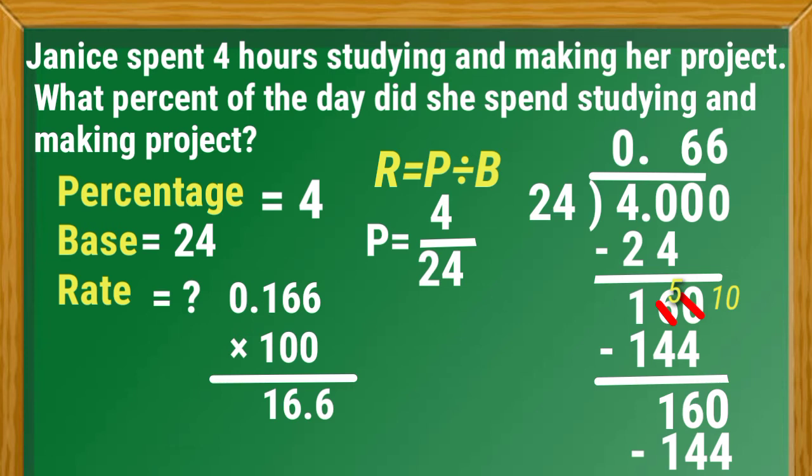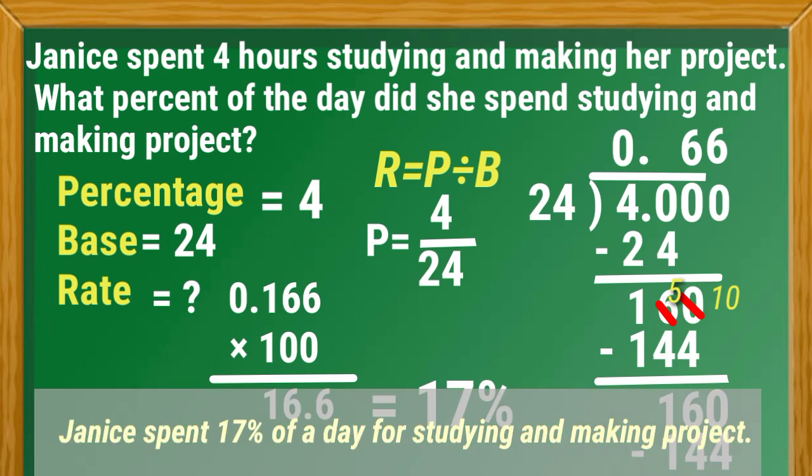So let's look at the digit in our ones place value, that is 6, and the digit also to its right, which is also 6. If the digit to its right is more than 4, or it belongs to 5 to 9, we are going to add 1 to the digit to be rounded off. So 16 here will become 17. So that is 17%. So 4 hours is 17% of 24 hours. So the final answer is Janice spent 17% of the day for studying and making her project.